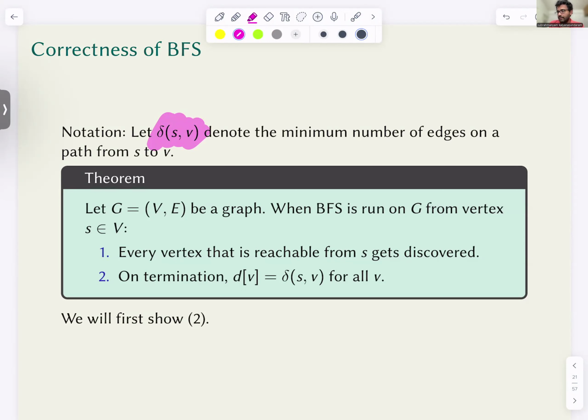And the main theorem is that once the BFS is run on the graph G, starting from the source vertex S, every vertex that is reachable is indeed reached. And for all the vertices V, the d value will be equal to the shortest path length. In fact, we'll basically just show the second, and the first is kind of easy to see once you have the second.